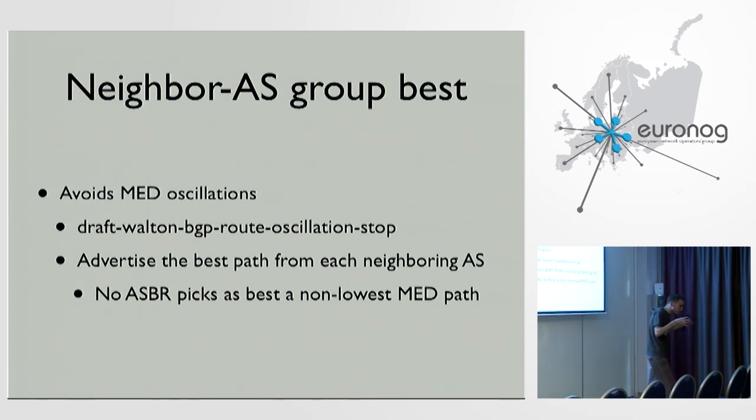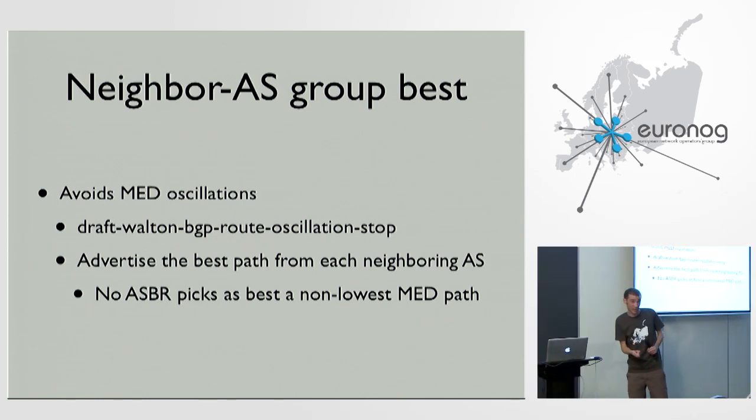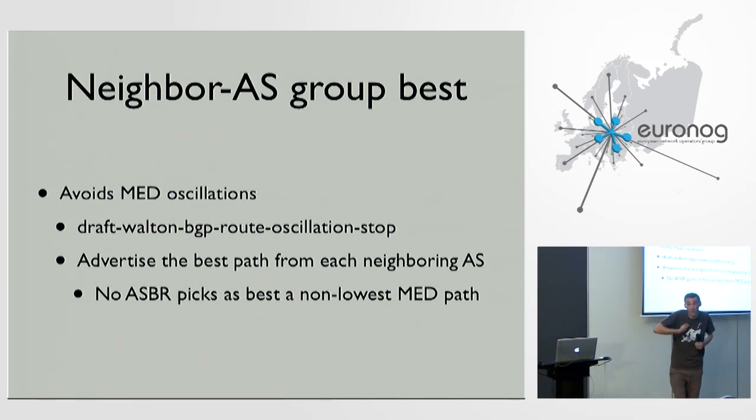I apply my decision process on each set separately, and this gives me the best path towards each of my neighboring AS. As a result, a router is never unaware of these paths, and it will never push in the IBGP topology a path that does not have the best MED for that neighboring AS, and hence these oscillations will not occur.